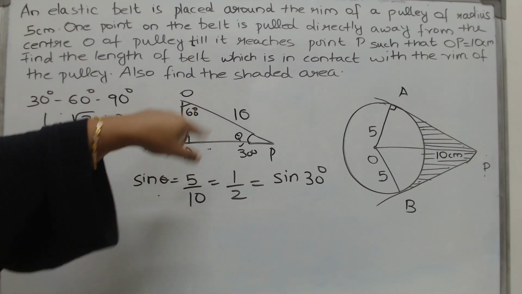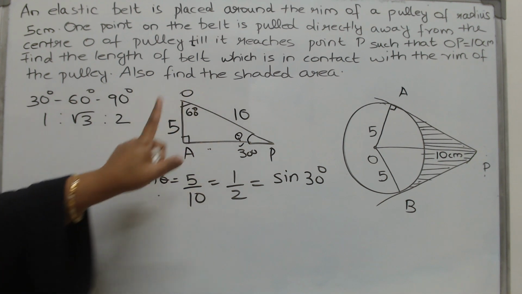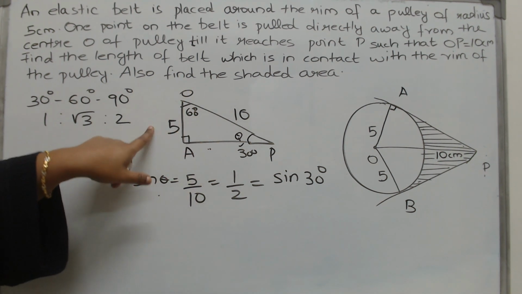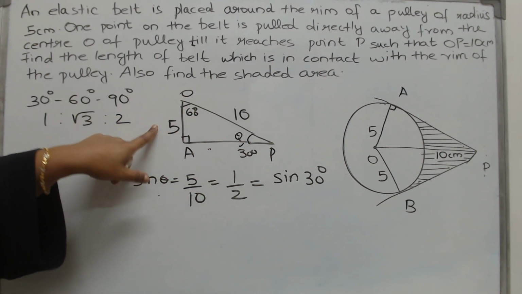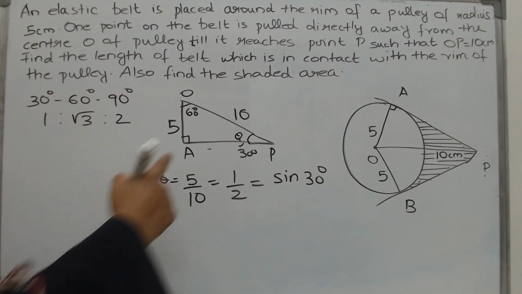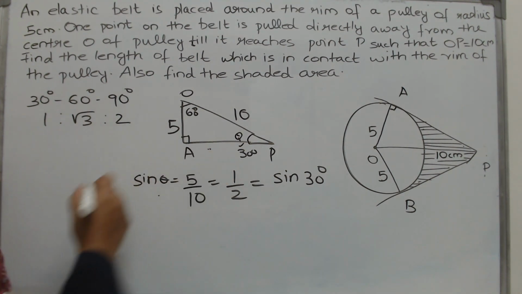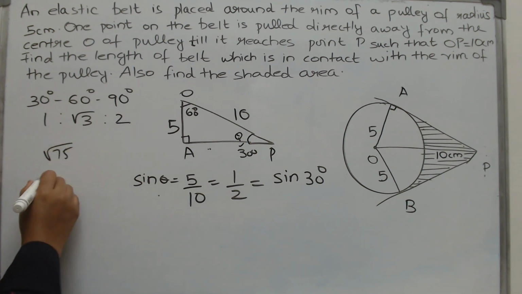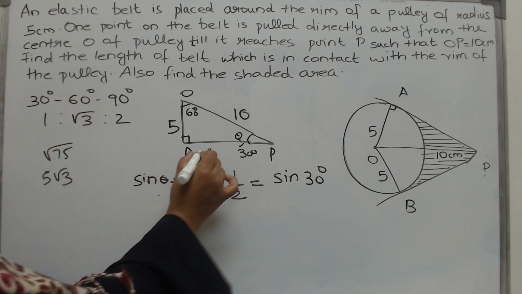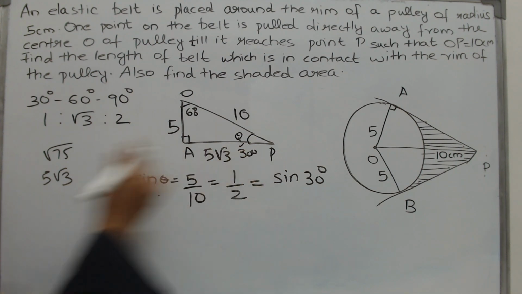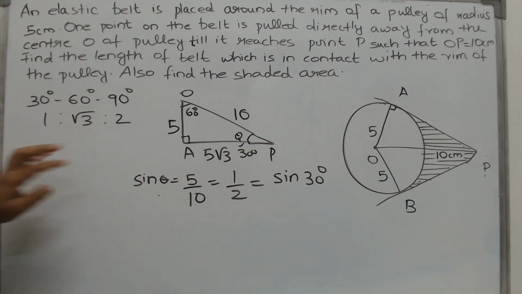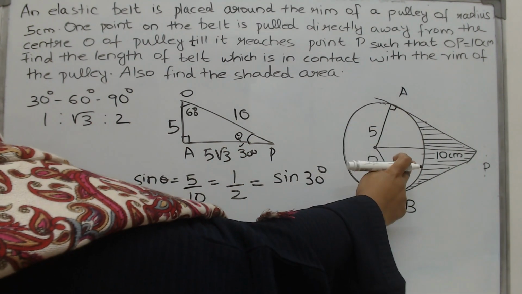And what is this side? Applying the Pythagoras theorem, you will get 10 square minus 5 square, which is 100 minus 25, which is 75. But 75 is not the answer here. It is the square root of 75, which is 5√3. Now you see how we got it? All we started with is just a 5 and a 10.